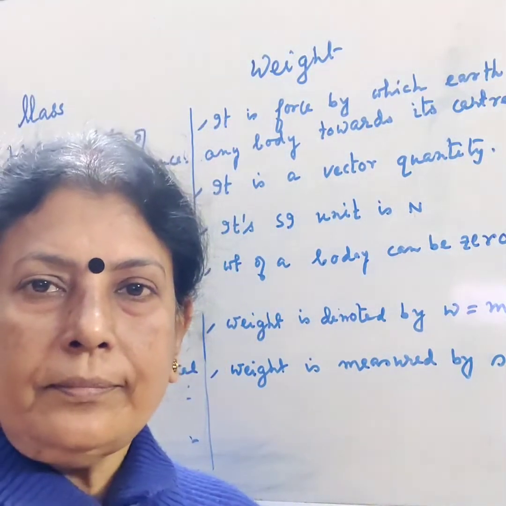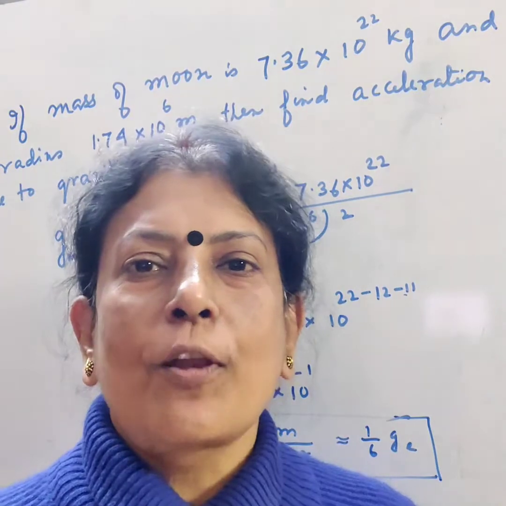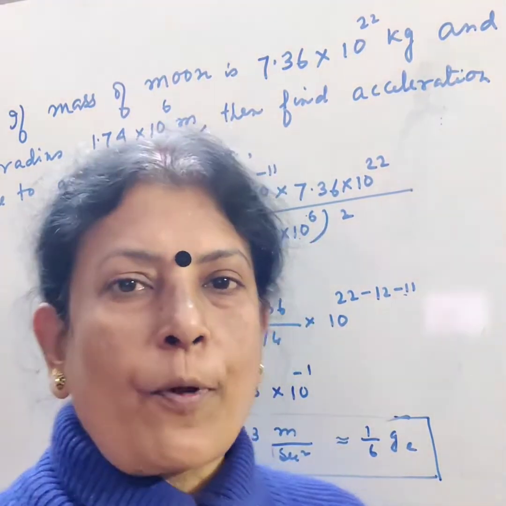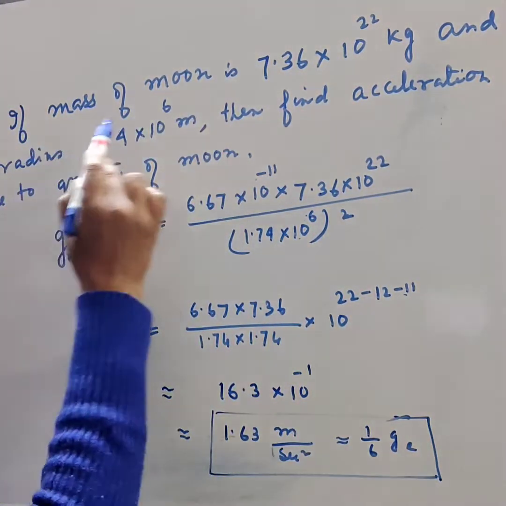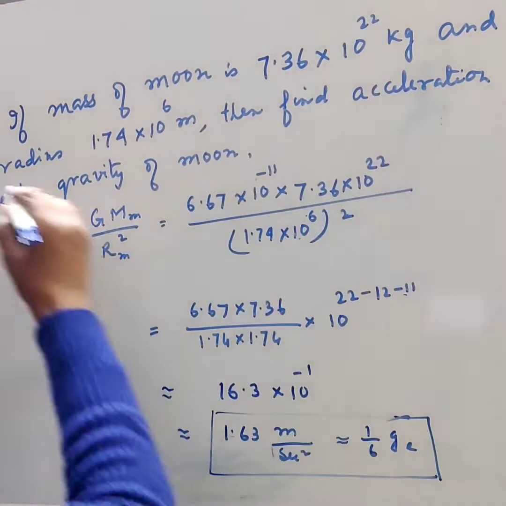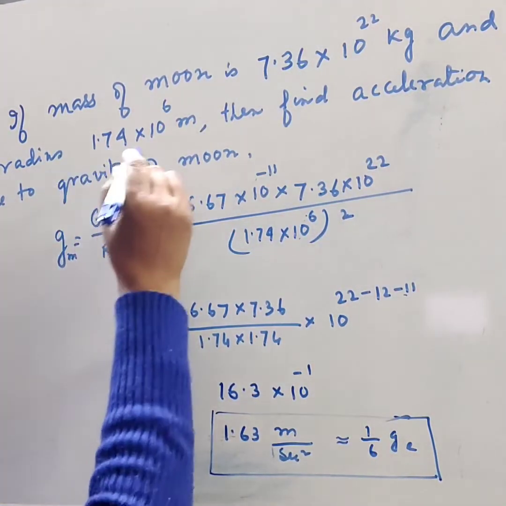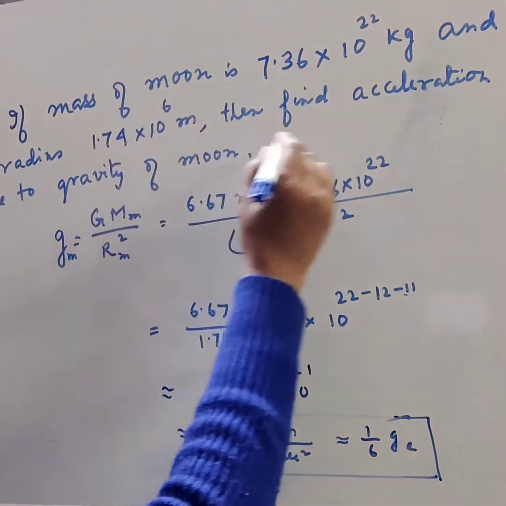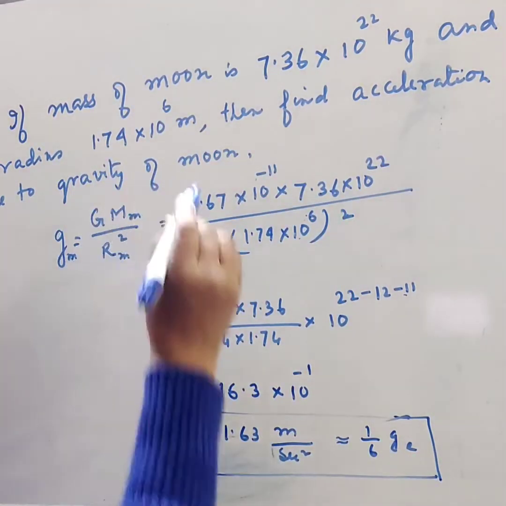Okay. Now we are going to solve problems. First, problem 1. If the mass of the moon is 7.36 into 10 to the power 22 kg and radius is 1.74 into 10 to the power 6 meter, then find the acceleration due to gravity of the moon.